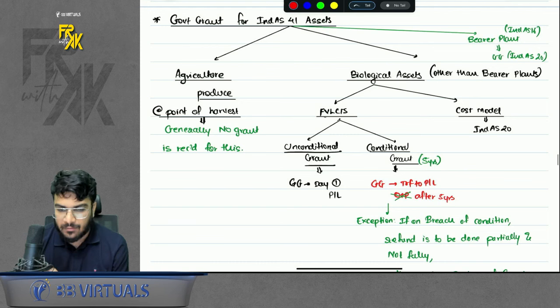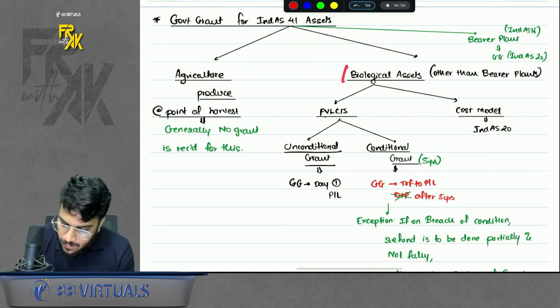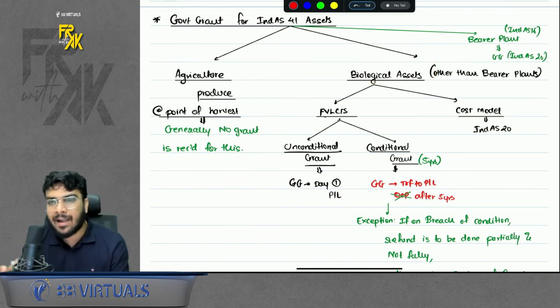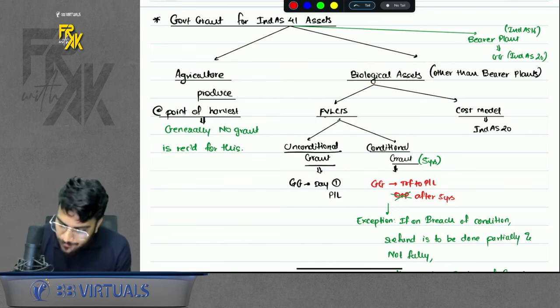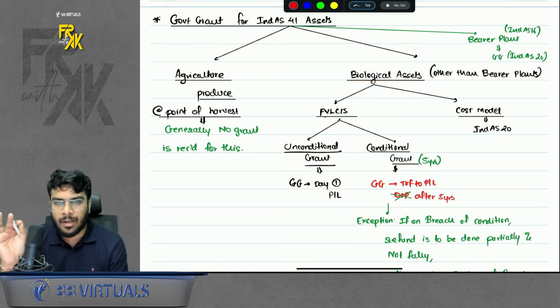Now remember one thing what the standard says. Standard says normally we do not receive any grant for agriculture produce, so no discussion is done for this. Acha. So it says we normally receive grant only for biological asset. So if you receive any grant for biological asset, first check which model have you used.